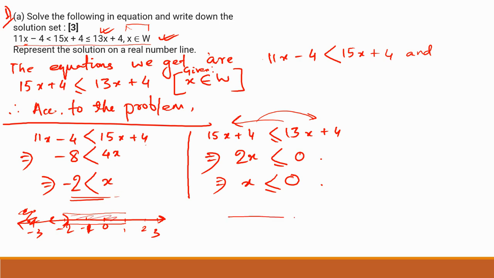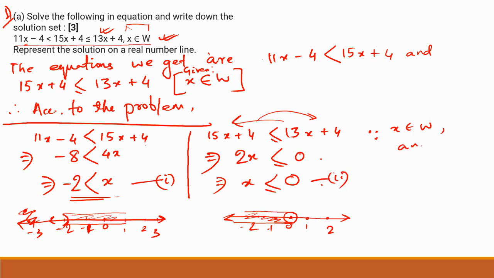Okay. And this equation is saying 0, 1, minus 1, minus 2. Here it's 1, 2. Here it is saying 0 is included and it is less than 0. Okay. But since x belongs to a whole number, and let's take it as 1 and take it as 2. Since x belongs to whole number, and from equations 1 and 2, what are the common parts that we get? X belongs to whole number.